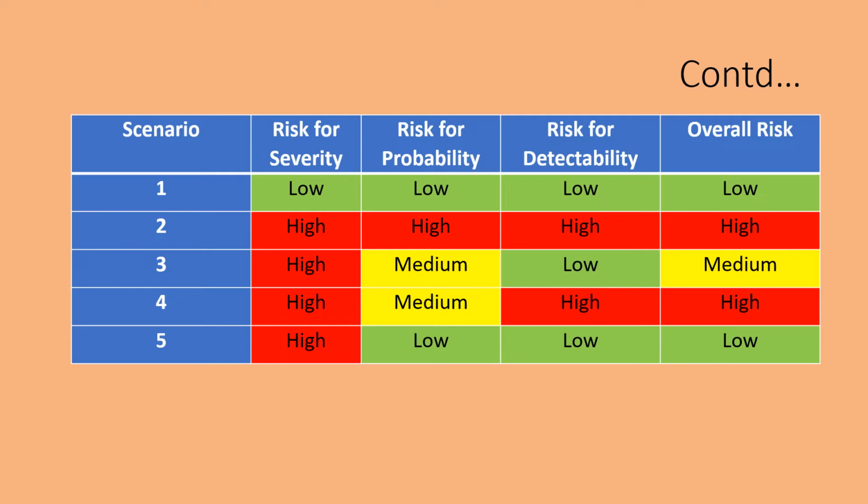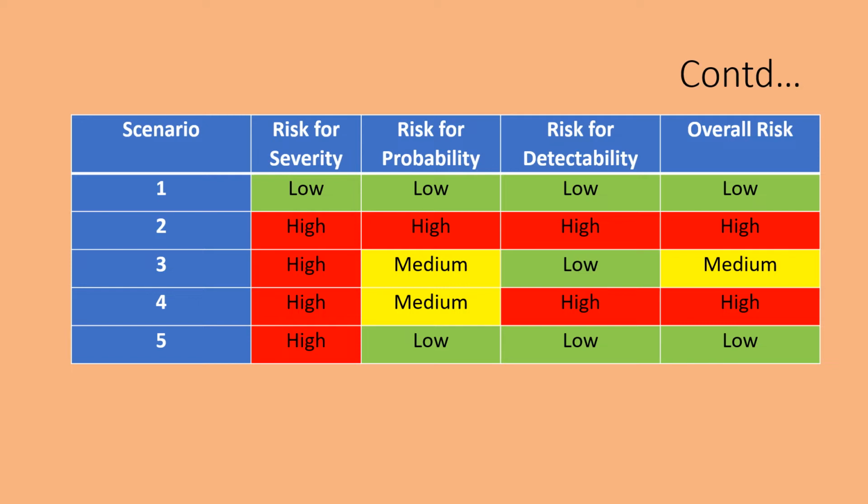In scenario 3, the risk for severity is high, but the probability is medium. That means even if the risk for severity is high, the probability of occurrence is not that high. It is medium. And risk for detectability is low. That means the severity can be detected very fast, very well. So the overall risk can be classified as medium.